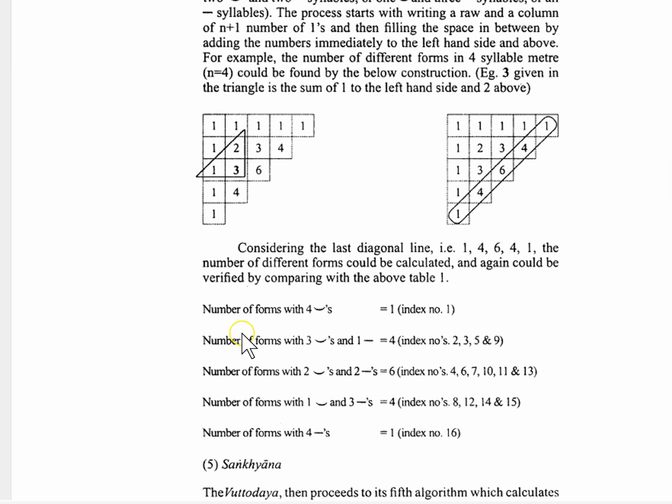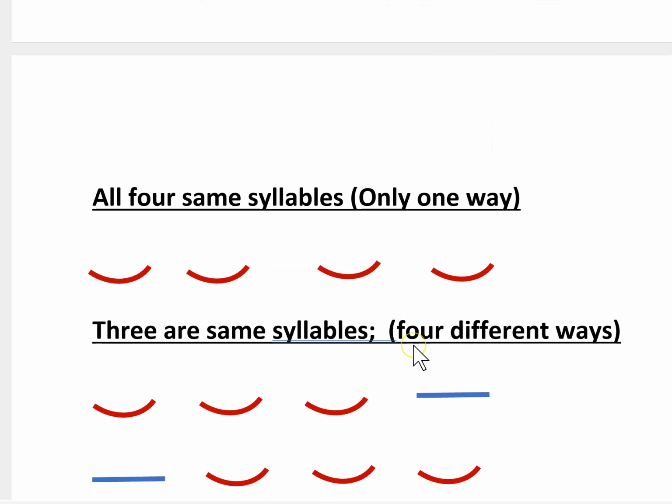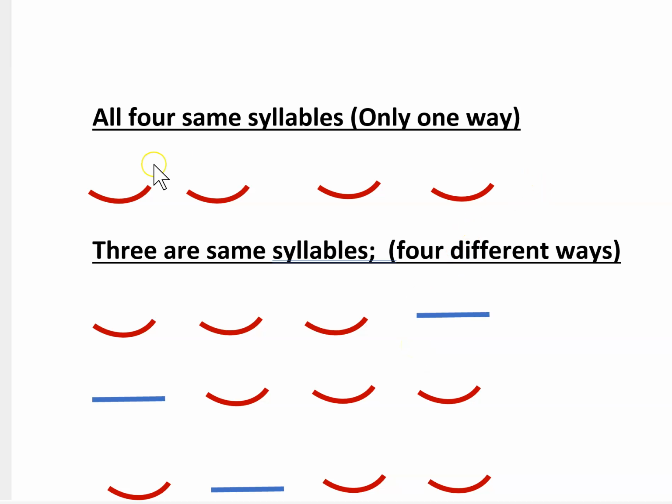And the question here is, with a curve and a line, if you have 4 places, how many ways can you do it if all 4 syllables are curves? It will be 1. And then the number of forms with 3 curves and 1 short would be 4. How did they get 4? Let's look at here. So all curves could be only one way, 4 curves in only one way in four locations.